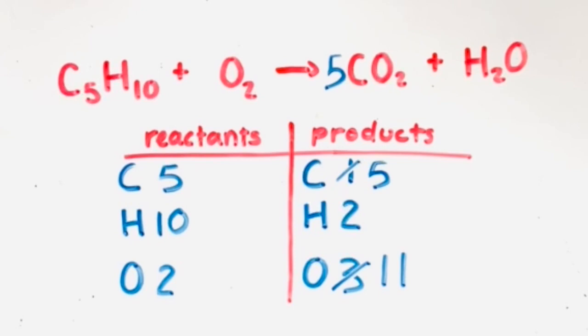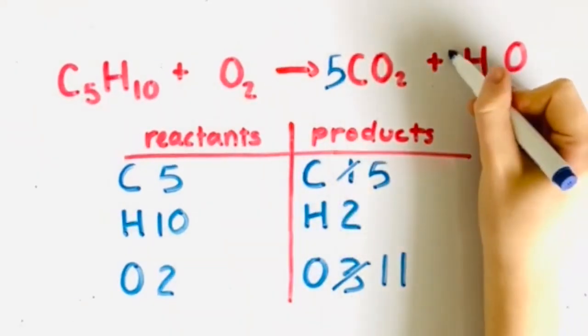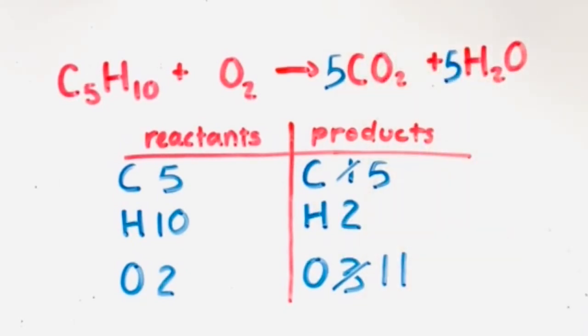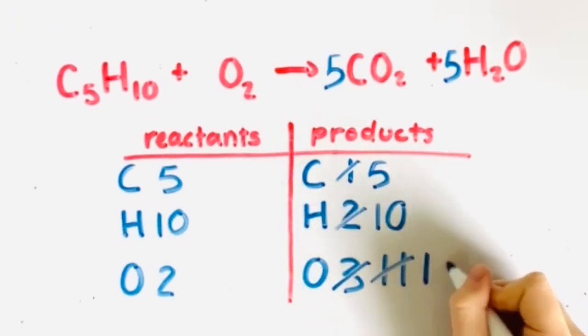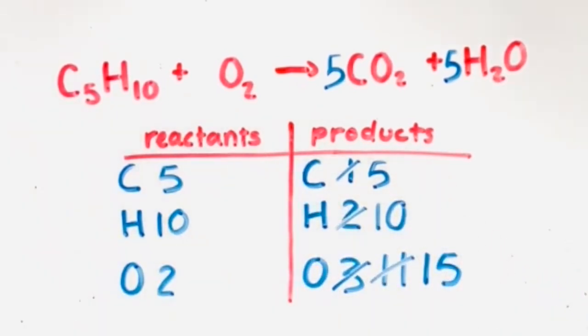Hydrogen only occurs in one compound on each side, so we will balance hydrogen next. Since there are 10 hydrogen atoms on the reactant side, we will put a 5 in front of the H2O compound, making the amount of hydrogen atoms 10 on the product side. This also changes the number of oxygen atoms in the H2O compound to 5, making it a total of 15 oxygen atoms on the product side. Next, we need to balance the oxygen atoms. Since there are now 15 oxygen atoms on the product side, on the reactant side we would also need 15 oxygen atoms. There are already 2 oxygen atoms on the reactant side. 15 divided by 2 is 7.5. 7.5 times 2 would be 15, giving it 15 oxygen atoms.